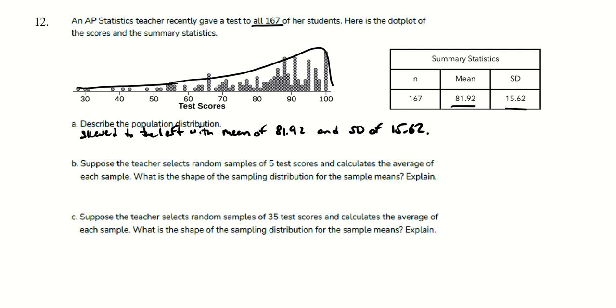Suppose the teacher selects random samples of 5 test scores and calculates the average of each sample. What is the shape of the sampling distribution for the sample means? Now, this is where we use the central limit theorem. Because this is skewed and the n is 5, which is less than 30, it's not going to be normal. Okay, so the shape is not approximately normal, but it would be less skewed.